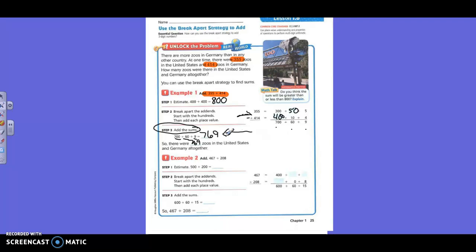Now we're going to add 467 plus 208. First step is what? What's the first step, guys? To estimate. So estimate 467, and they estimated that to what number? They estimated 467 to 500. They estimated 208 to 200. So we're adding 500 plus 200, and that is what answer? 700. Make sure you're writing that down. Eyes up here, please. Write down the answers.